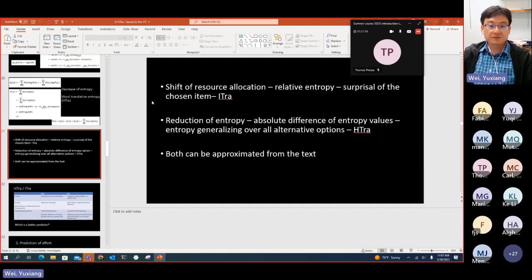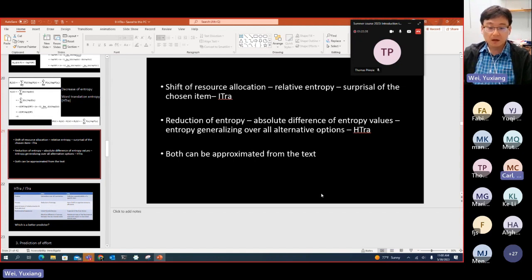In short, the shift of resource allocation represented by relative entropy is shown to be equal to the surprisal of the item that is chosen at the end, and that can be approximated in the data by ITra. From another perspective, the reduction of entropy is the absolute difference of entropy values between these two mental states, and that's the entropy generalizing over all alternative options, which means that's the HTra value that can be operationalized.